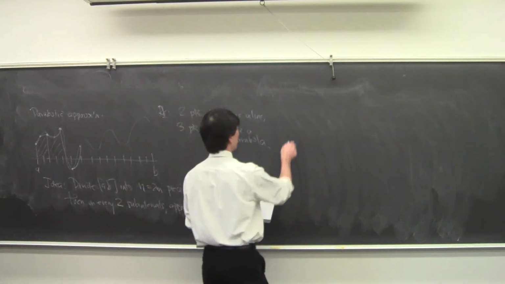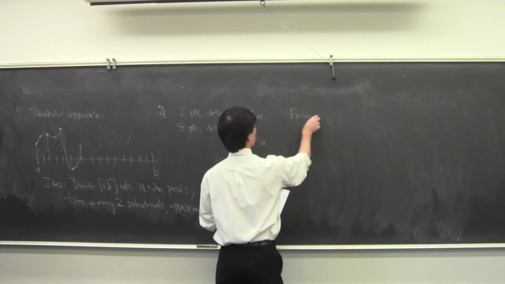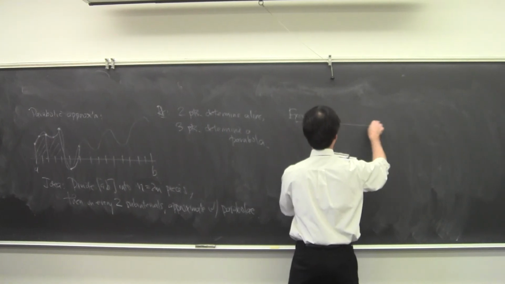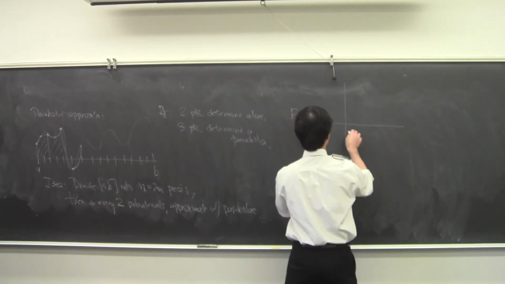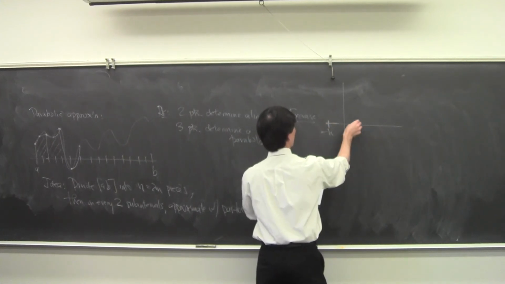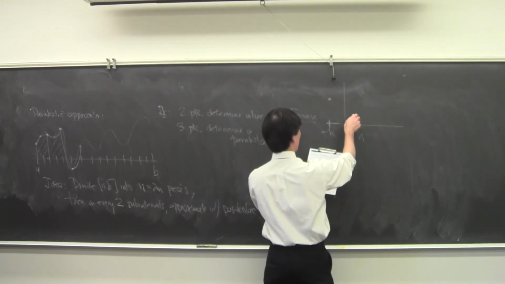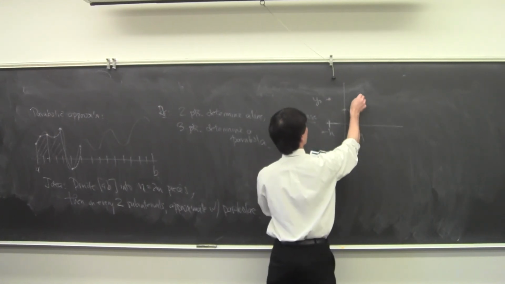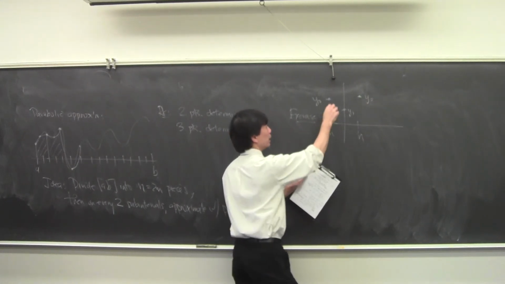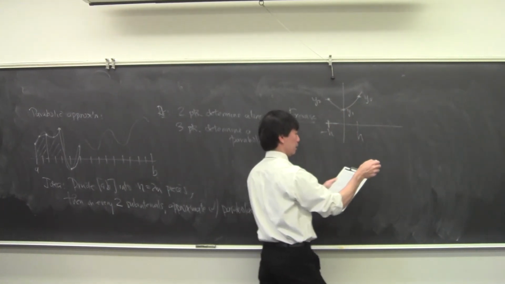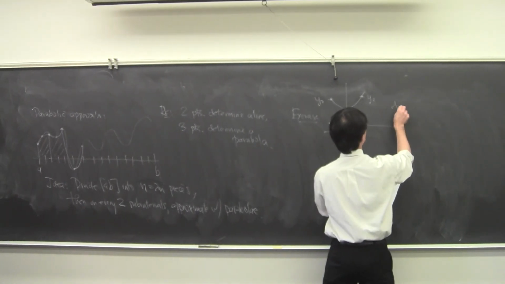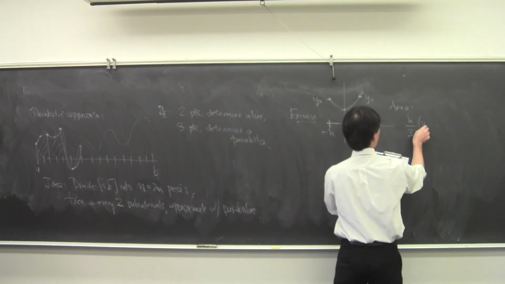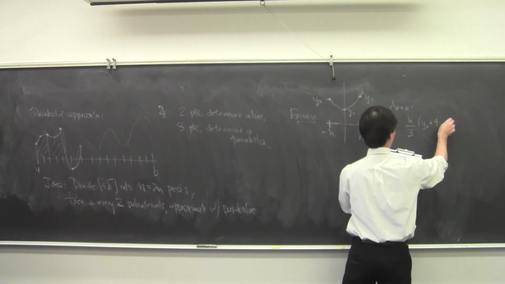As an exercise, if you have 3 points of height y0, y1, and y2, and you have a parabola going through them, then the area turns out to be h over 3 times (y0 plus 4y1 plus y2).